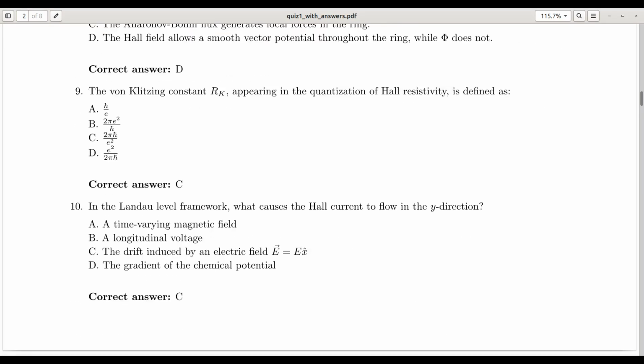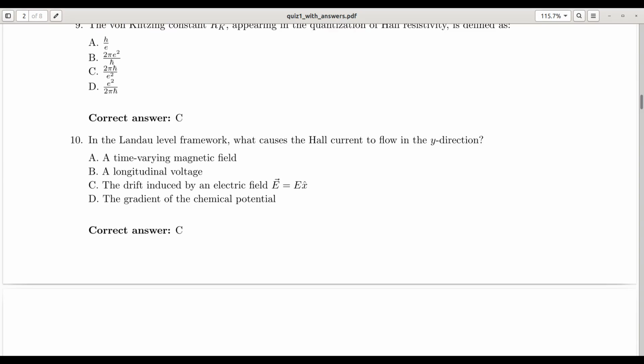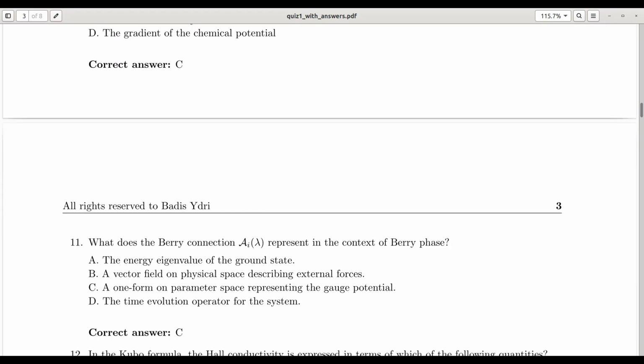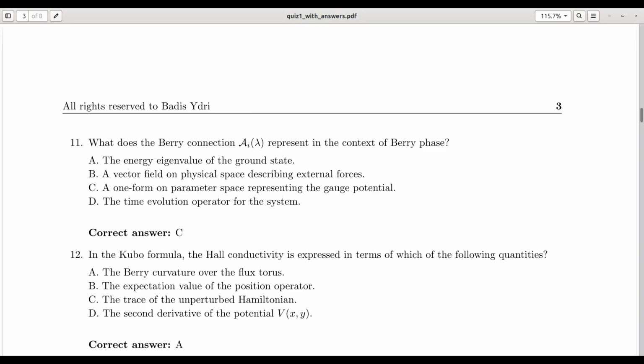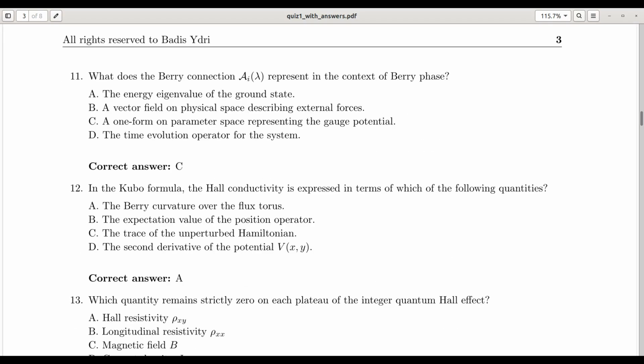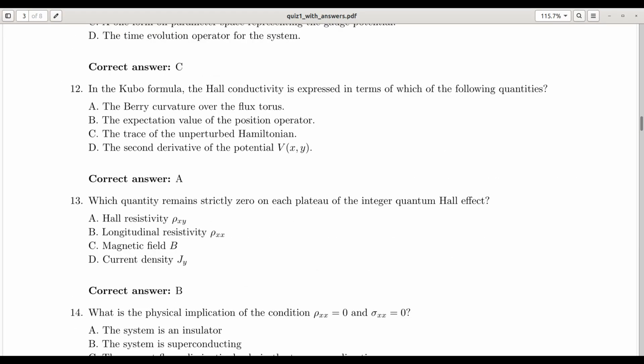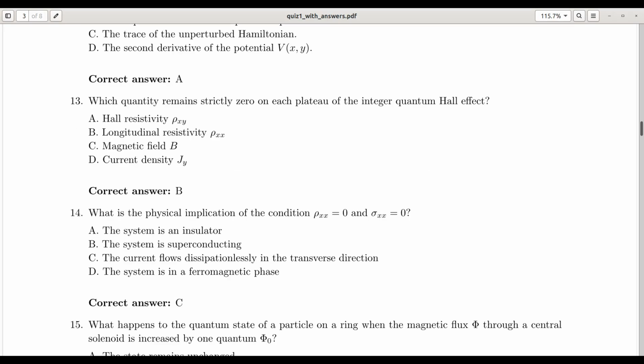In the integer quantum Hall effect, Hall conductivity appears in exact steps, each a multiple of e squared over 2π ħ. Even disorder can't disrupt this. Localized states trap electrons, while extended states and edge modes carry current without resistance.